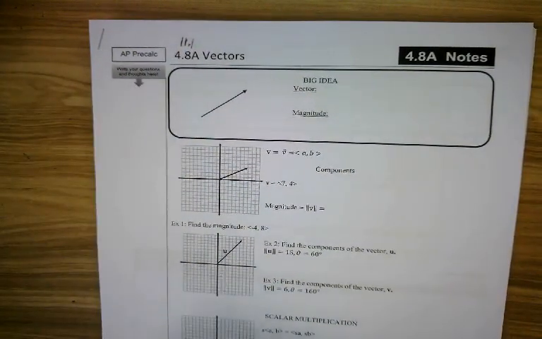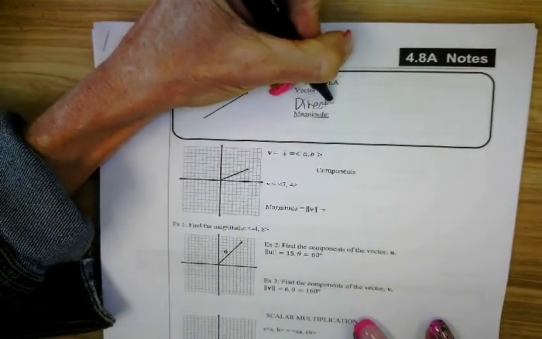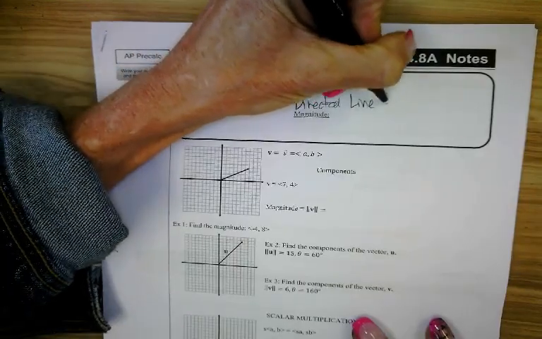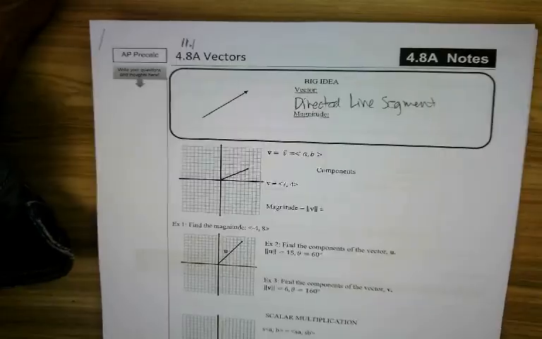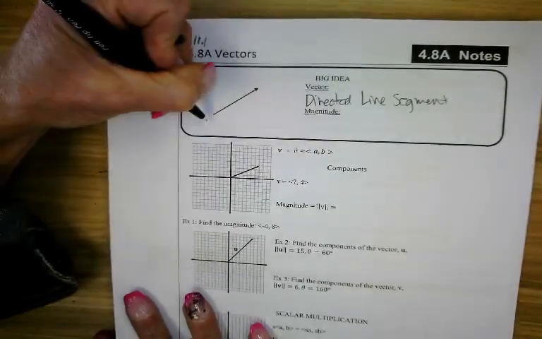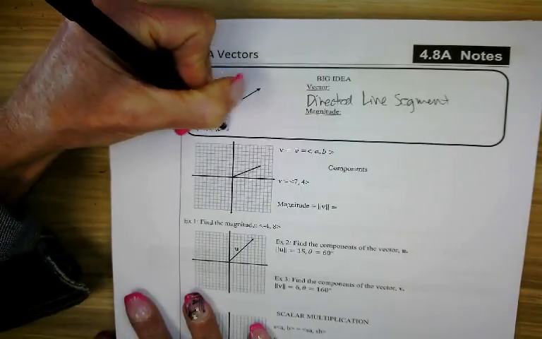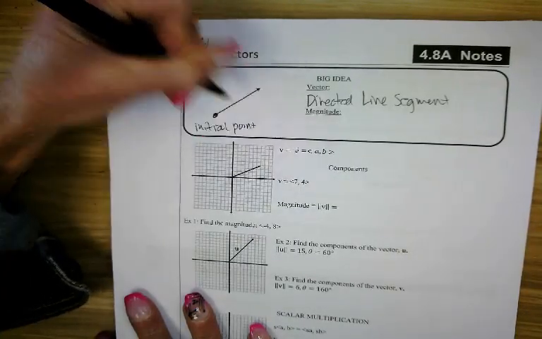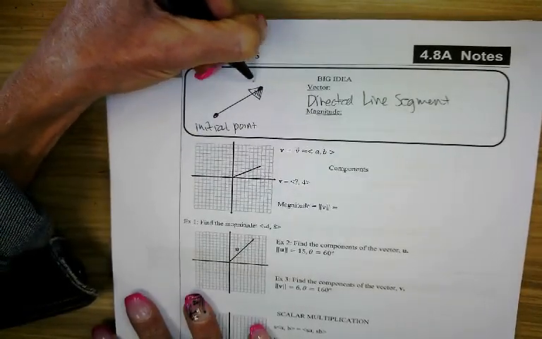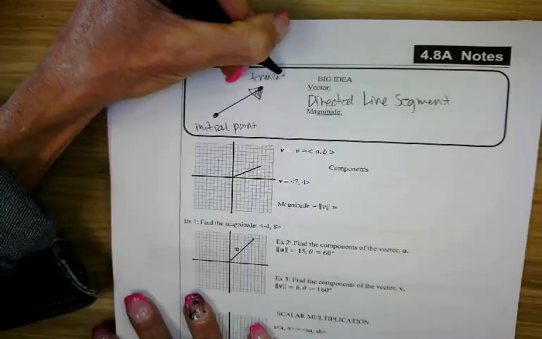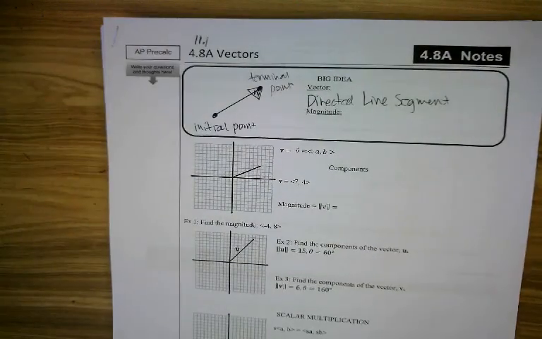So a vector is really just what we call a directed line segment. That's all a vector is. It's a directed line segment. And a vector has this point right here, which is called an initial point. And then the end of the vector where the arrow is called the terminal point, where it ends.